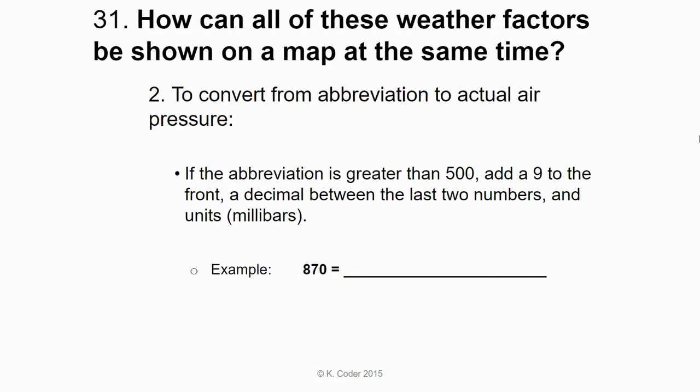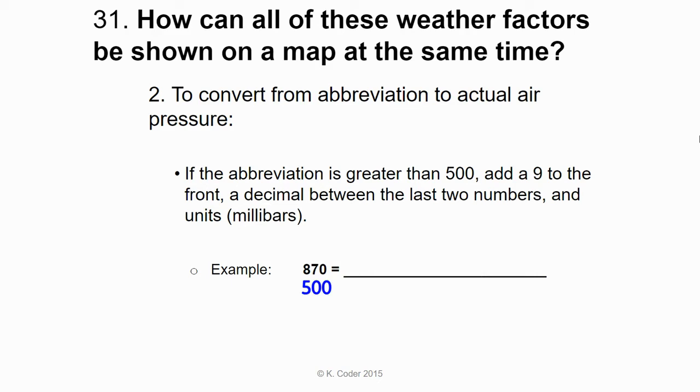Okay, so now let's go ahead and reverse the steps. And we're going to convert our abbreviated air pressure back into our actual air pressure. So again, we follow a few simple rules. If the abbreviation is greater than 500, we add a 9 to the front. And we put a decimal between the last two numbers. And then finally, we make sure to put our units back in.